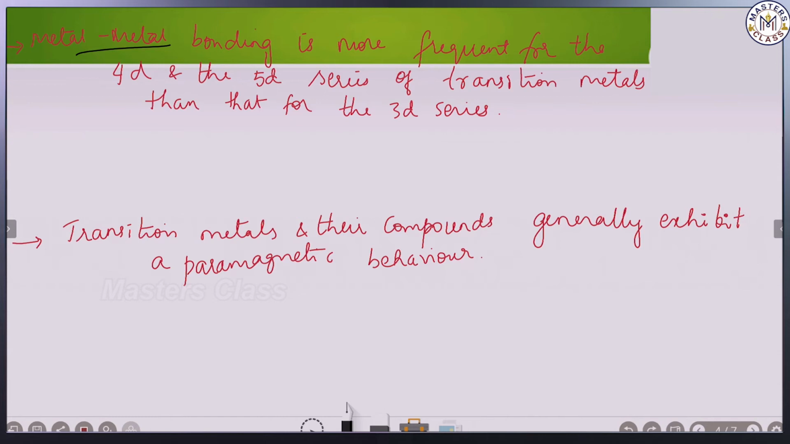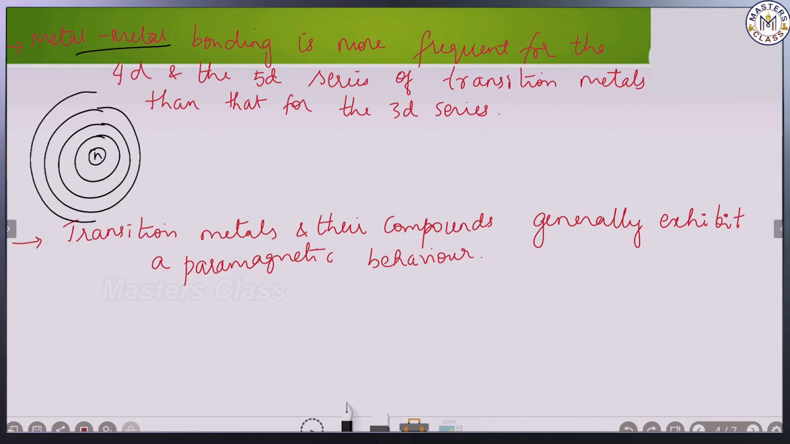So here, what happens in the 4d and 5d series is the distance from the shell. If we take 3d elements, 3d elements are there in the 4th shell. Okay, 4 shells are there. So from those 4 shells, we can remove an electron from s, or we can also remove electrons from the 3rd shell. But 4d and 5d series means 5 shells and 6 shells will be there. So here 5 shells and here 6 shells will be there.